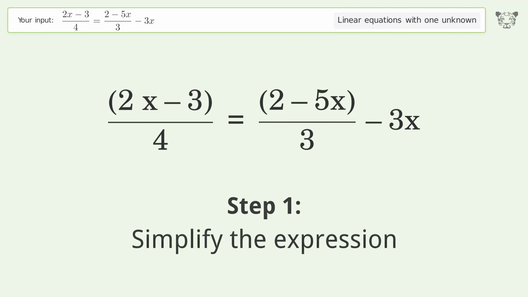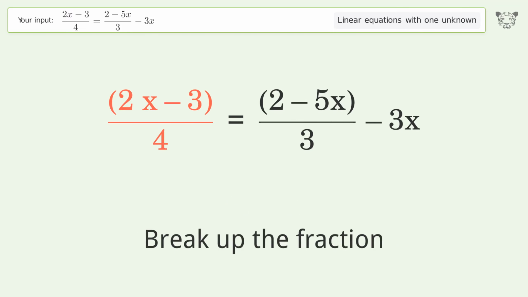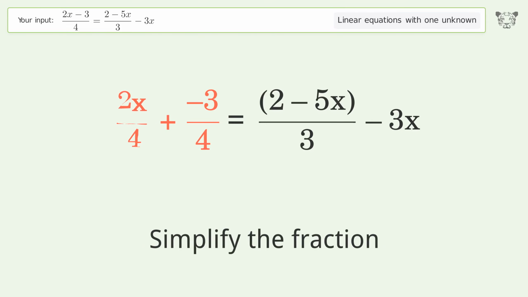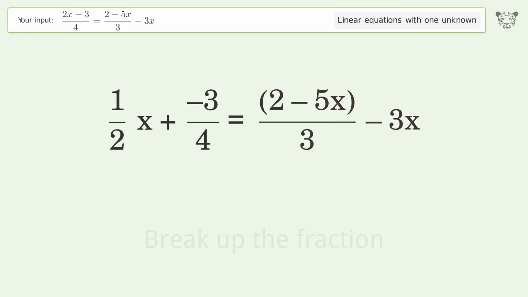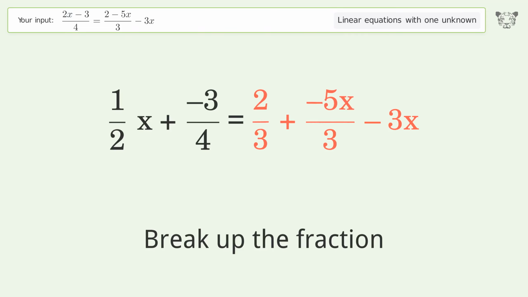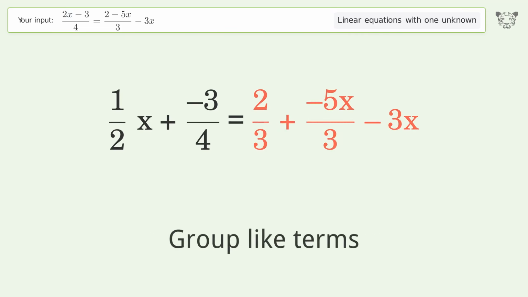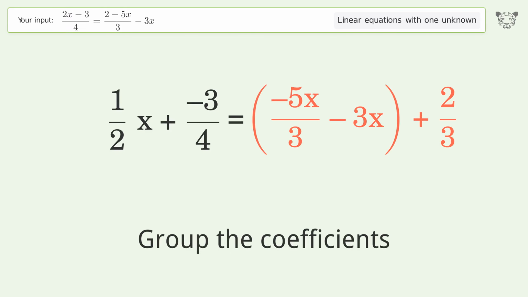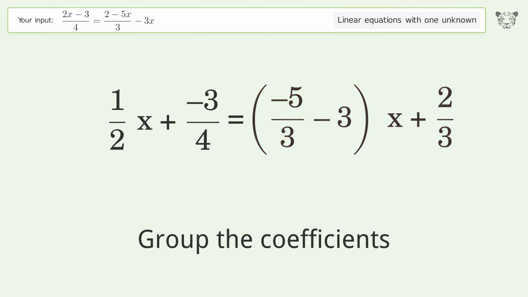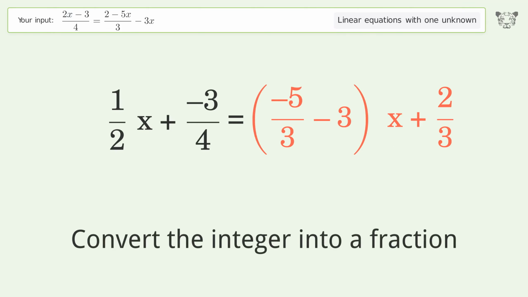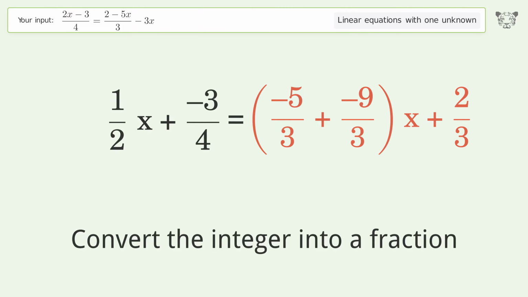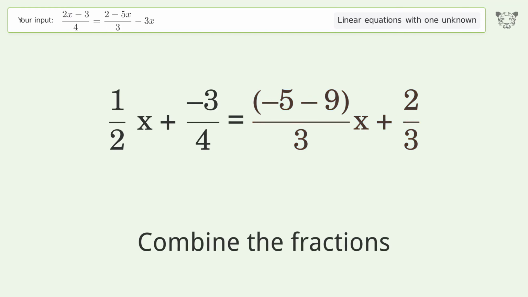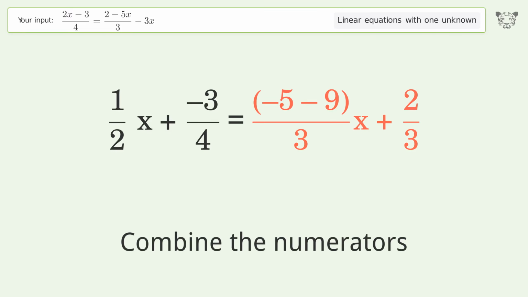Simplify the expression. Break up the fraction. Simplify the fraction. Break up the fraction. Group like terms. Group the coefficients. Convert the integer into a fraction. Combine the fractions. Combine the numerators.